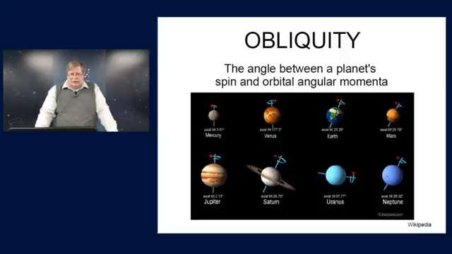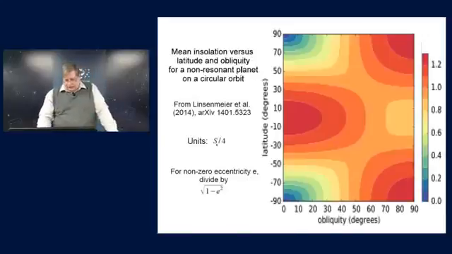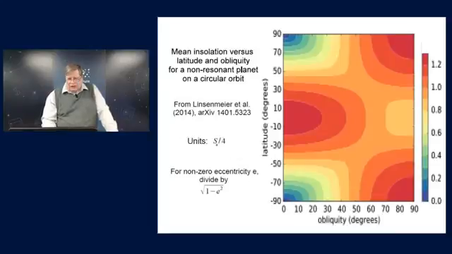For example, here's again a non-resonant planet. It's on a circular orbit. This plot is again from somebody else, Linsenmeyer et al., and they have a different color scheme. But this shows the situation. For a zero obliquity, the insolation as a function of latitude peaks at the equator and drops off to 0 at the poles.